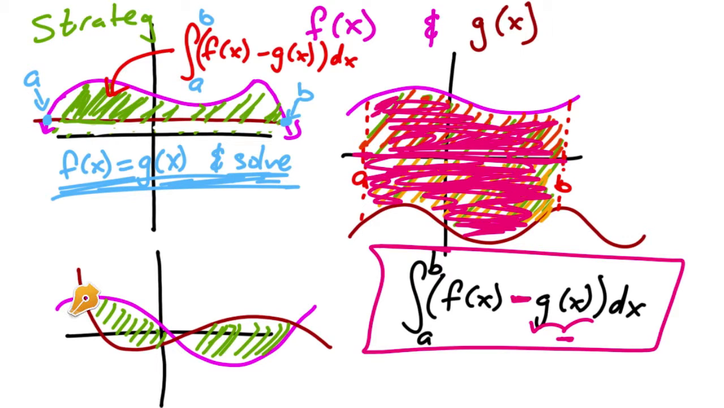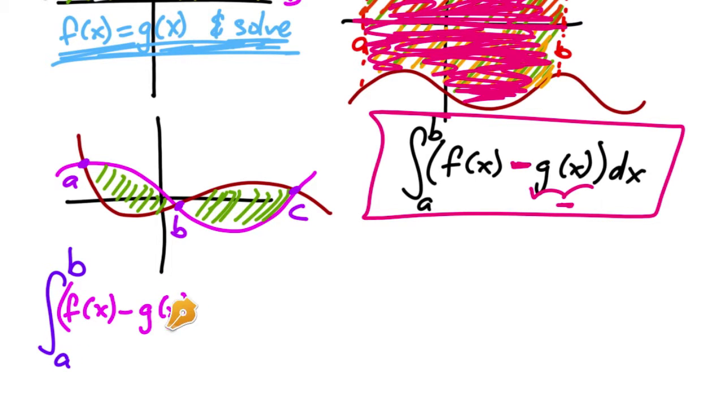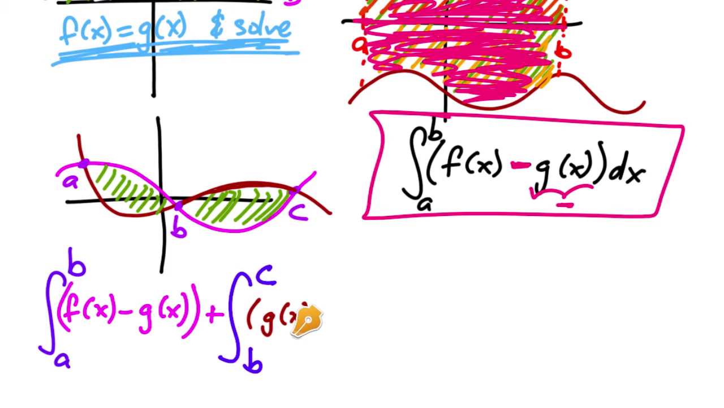Now you can have some trickier situations like this, where you have 3 points of intersection. So let's call this point A, this point B, and this point C. Now in this case, you can apply the same strategy, but to actually find the area between the curves, you're going to have to split this up. So you're going to have to go the integral from a to b of f of x minus g of x dx, and then plus you're going to do the integral from b to c. But now in this case, g of x is the one that's on top, and so you would do g of x minus f of x for this section of it, dx.